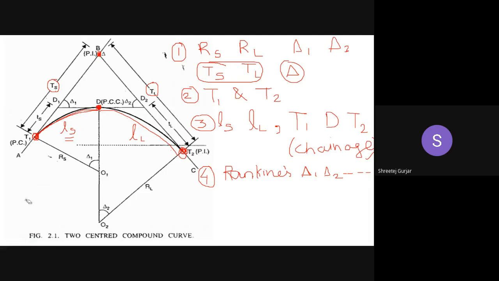you have to set your theodolite at T1. Where is T1? Tangent point 1. Set your theodolite over here. Make the necessary arrangements and set your theodolite at this particular point. Now, using Rankine's method, you can set this curve. This curve you can set up to D. Using Rankine's deflection method, you can set your first curve up to D.